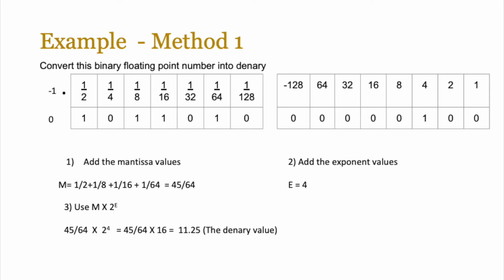Now similarly, you can work out the exponent values. We have nothing in all of the places apart from a 4, so the exponent becomes 4. Now put that into our equation, m times the base to the exponent power, or m times r to the power of e, and then you have 45 divided by 64 times 2 to the power of 4, or 45 divided by 64 times 16, which equates to 11.25.